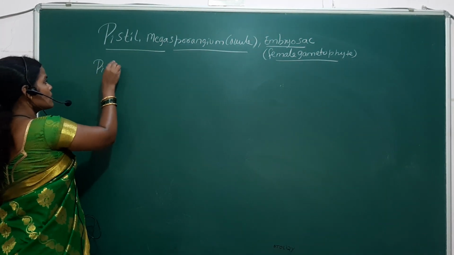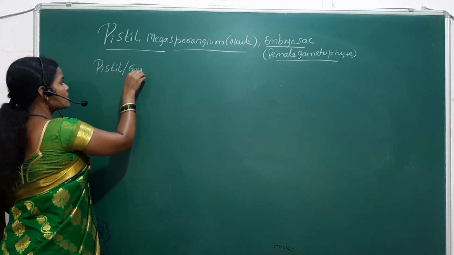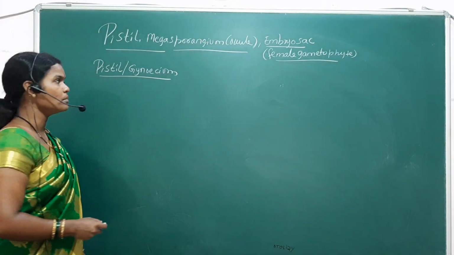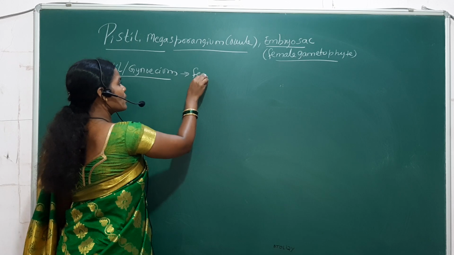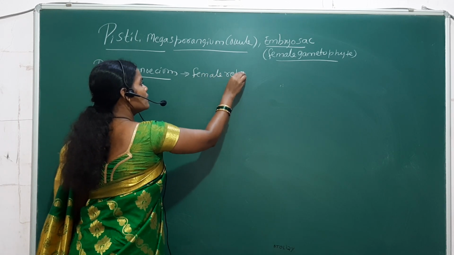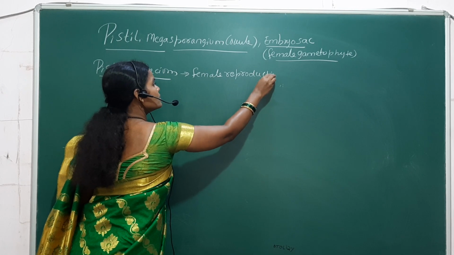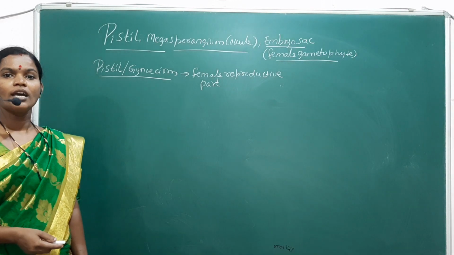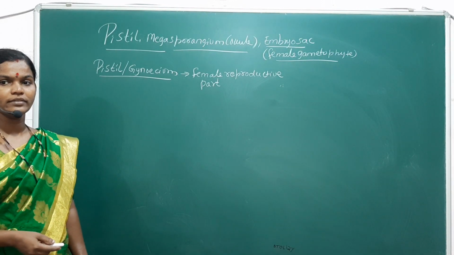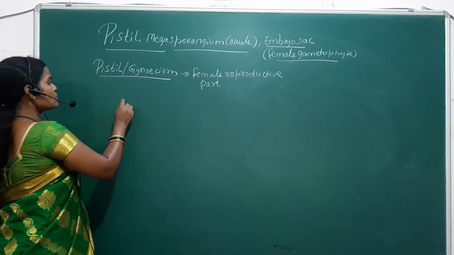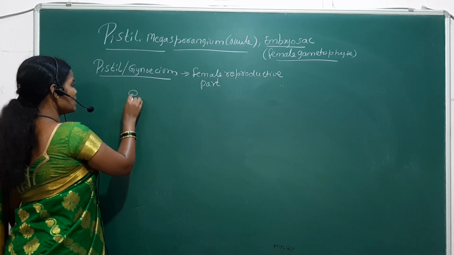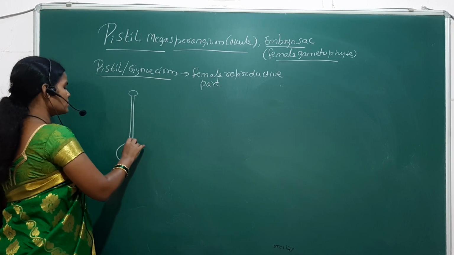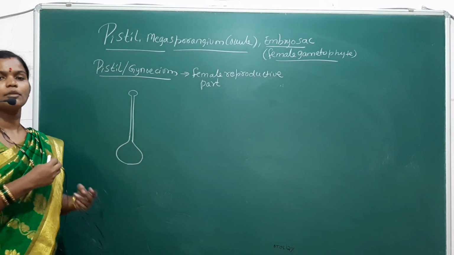Pistil is also called gynoecium. It is a female reproductive part. When we see the structure of the gynoecium, we see that it is made up of three main parts.